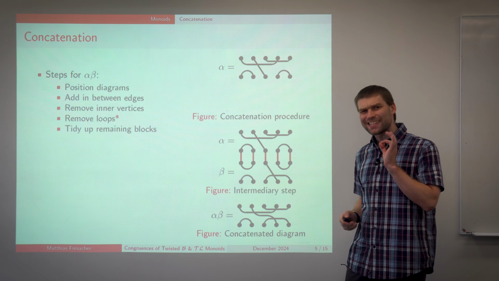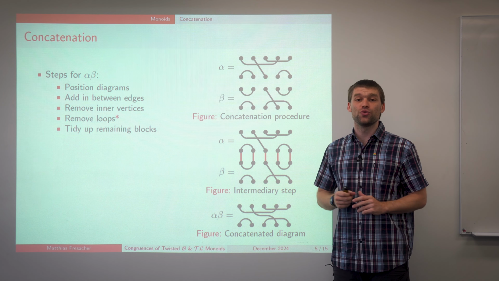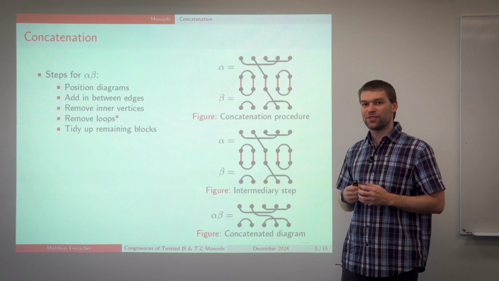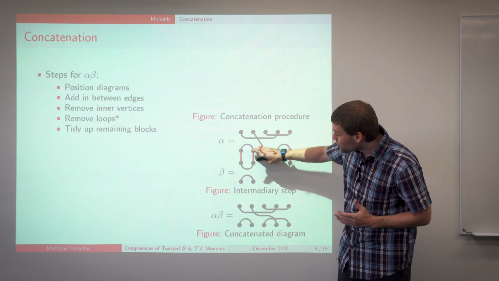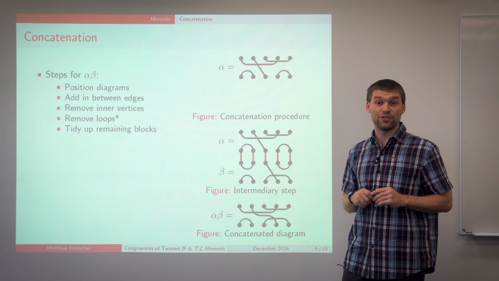Except I lied. What we just went through is the non-twisted concatenation. The zero-twisted concatenation is that as soon as we encounter a loop, as is the case in this example, then by definition we have the zero diagram.